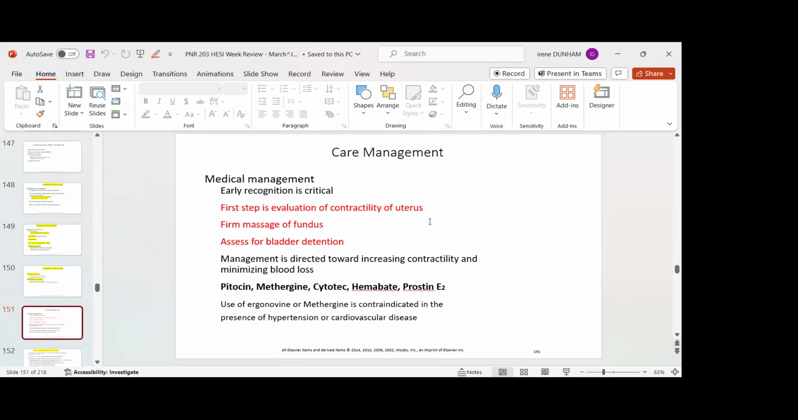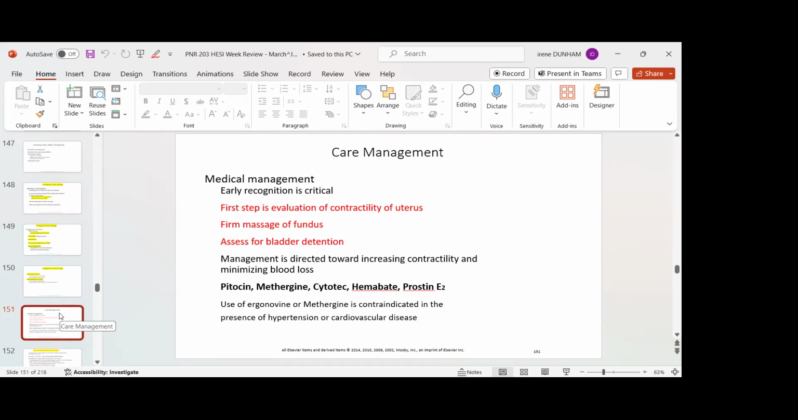Firm massage of the fundus and assess for bladder distension. Okay, now here's your medications. A lot of times they will have these drugs on HESI. You have Pitocin, Methergine, Cytotec. Yes, you can give that as a suppository. You have Hemabate and even prostaglandin gel E2. These are all prostaglandins that are given.